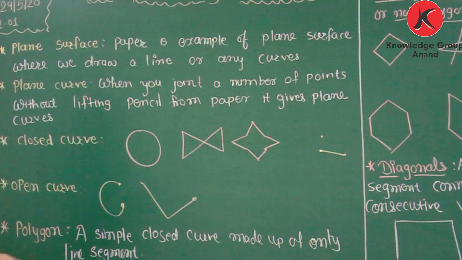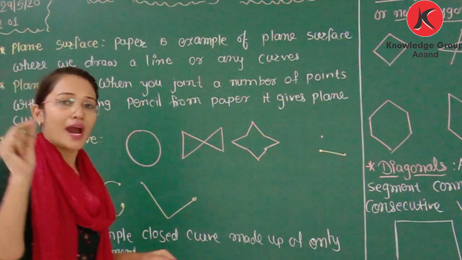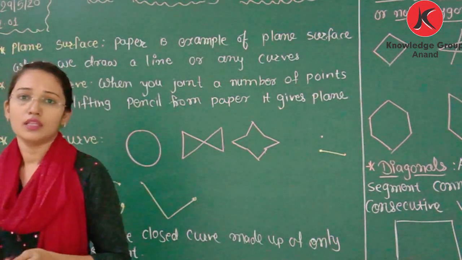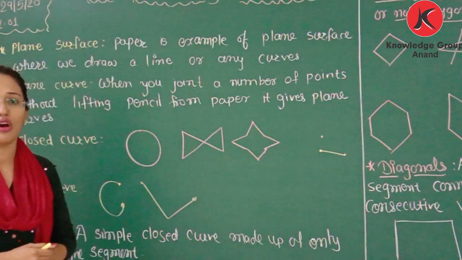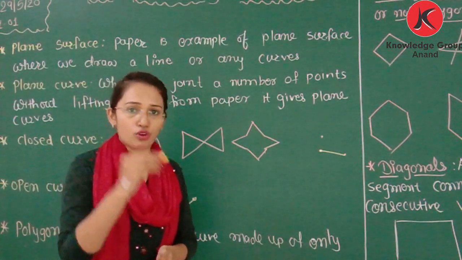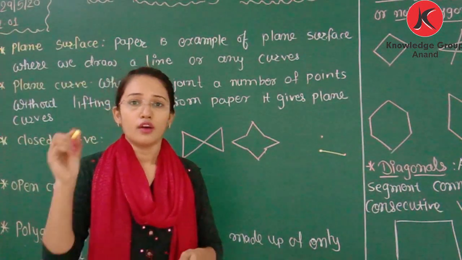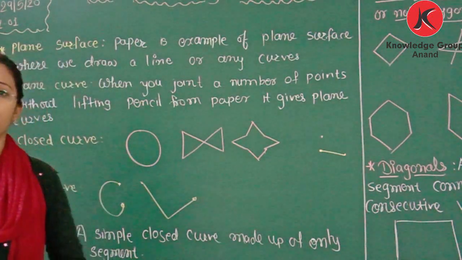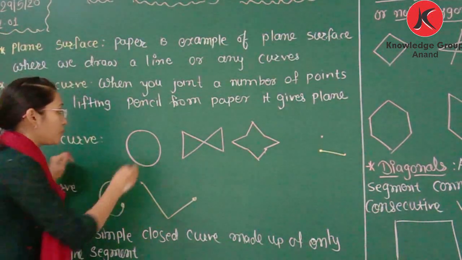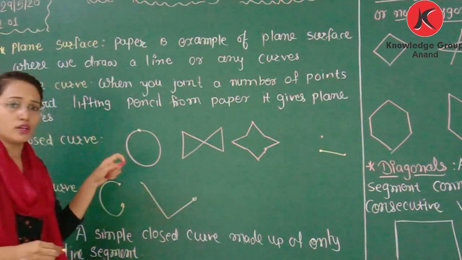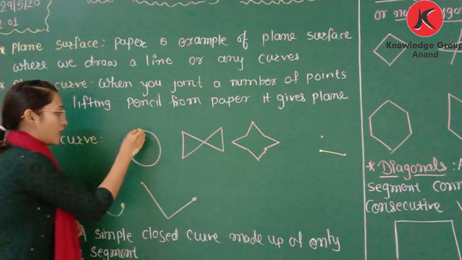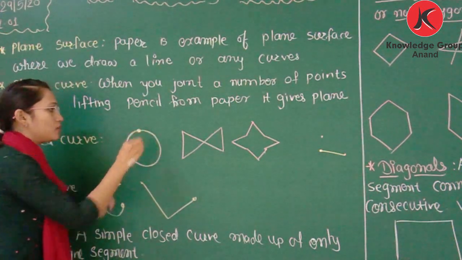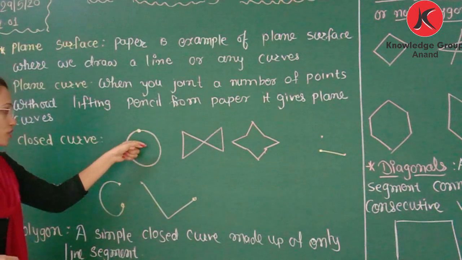Closed curve means the starting point and ending point of the curve meet each other, then it is called a closed curve. So if we draw a curve such that starting point and ending point meet each other, it forms the closed curve. So here, for example, if I start drawing a circle from this point and move my pencil this way, the end point meets the start point, so it becomes a closed curve.